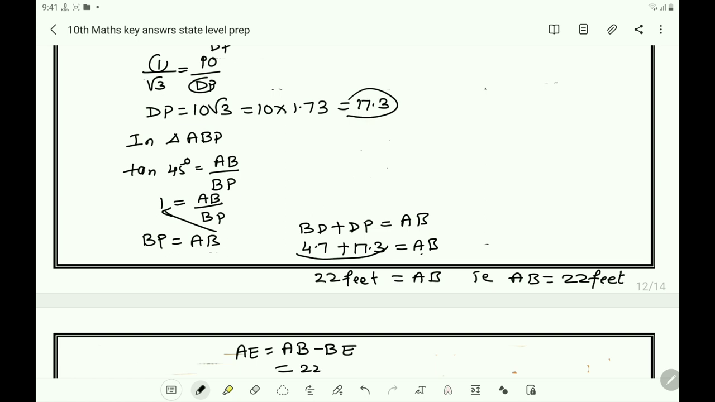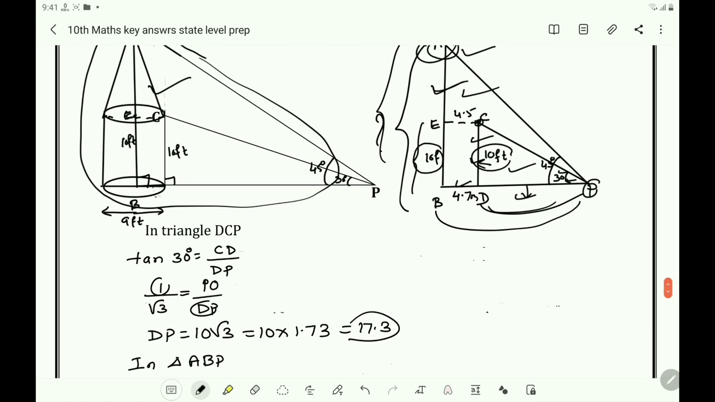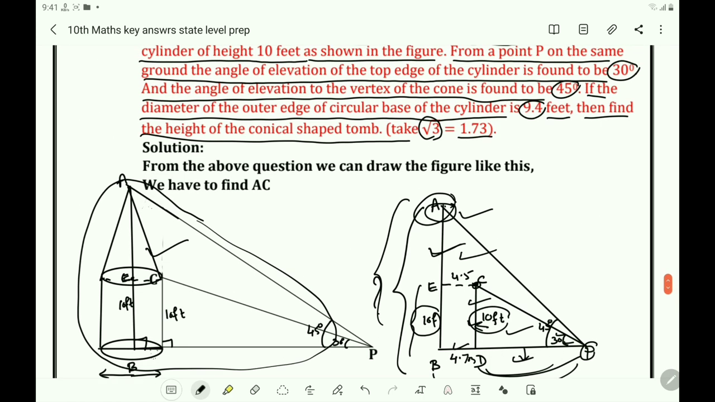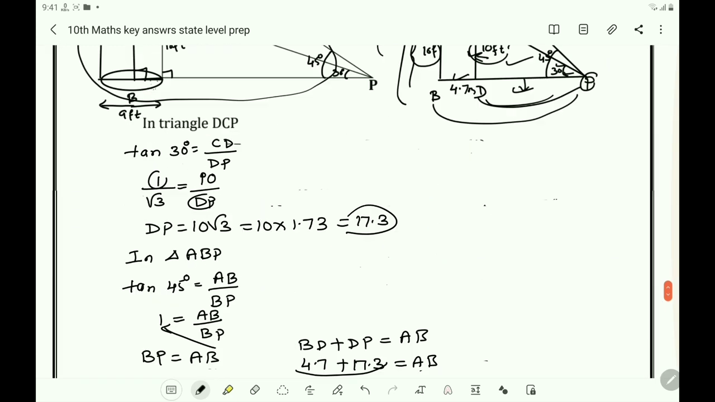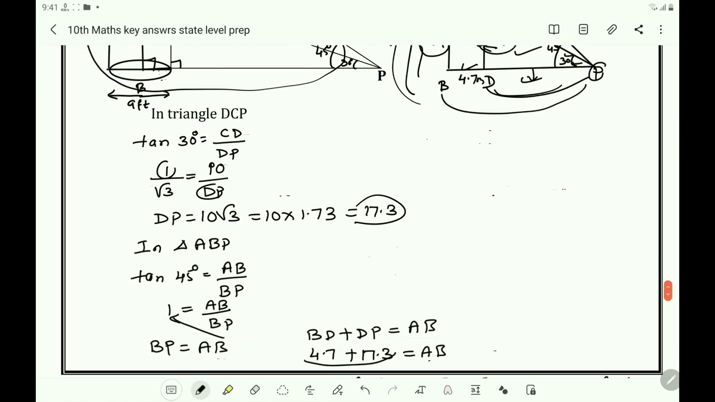AB is 22 minus BE. P is nothing but CD, which is equal to 10 feet. That is equal to 12 feet. So here, the height of the conical shaped dome, from A to E, is 12 feet, and complete A to B is 22 feet.